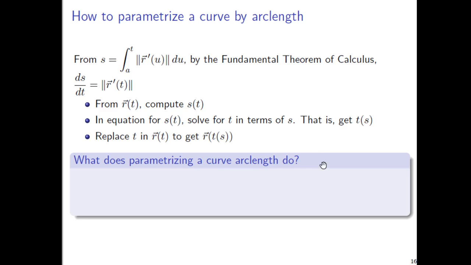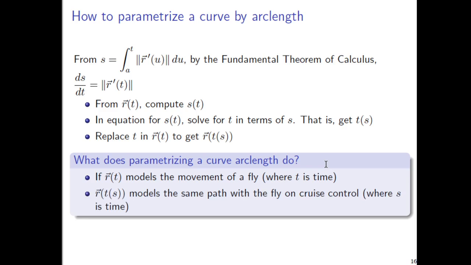We'll look at a brief example in just a moment, but let's just talk about what this does. What is parametrizing a curve with respect to the arc length or by the arc length? What does this do? Imagine that r of t models the movement of a fly, where t is time. And maybe sometimes the fly is moving very fast, and other times the fly is moving slow. Think about the magnitude of r prime of t as being an instantaneous velocity, and maybe instead of this erratic nature where sometimes the fly is being very lazy and other times it's on caffeine, this new thing, this re-parametrization by arc length, it's the same path, but imagine that the fly has to be on cruise control.